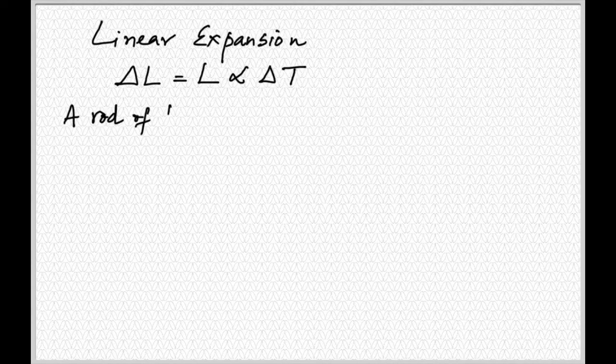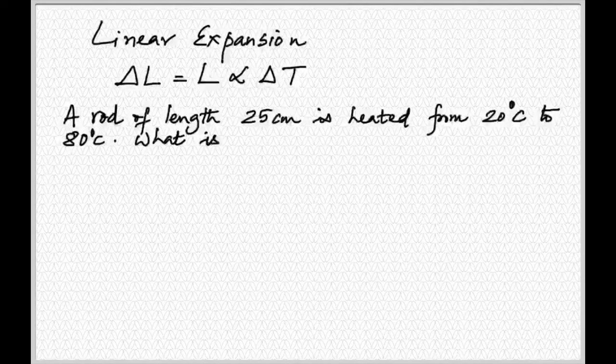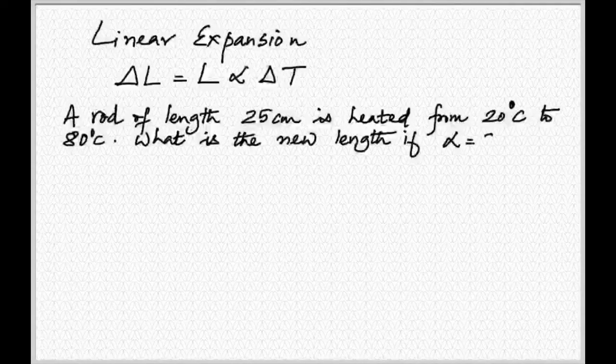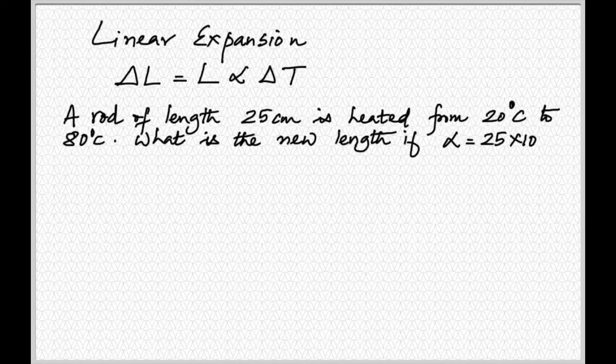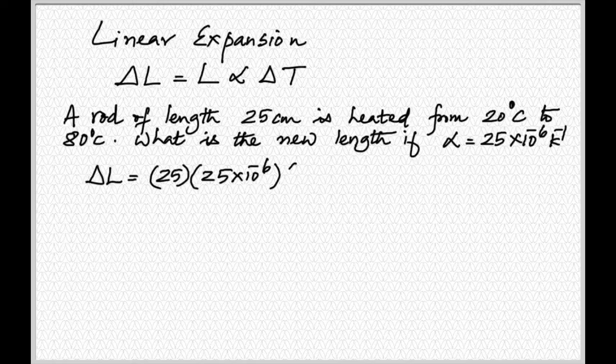So as an example, let's say that the original length of the rod is 25 centimeters and it is heated from 20 degrees Celsius to 80 degrees Celsius. So what is the change in length? In fact, here the question is what is the new length? And alpha is given as 25 times 10 to the negative 6 per Kelvin. So direct application into the formula, we can keep this in centimeters, there's no problem.